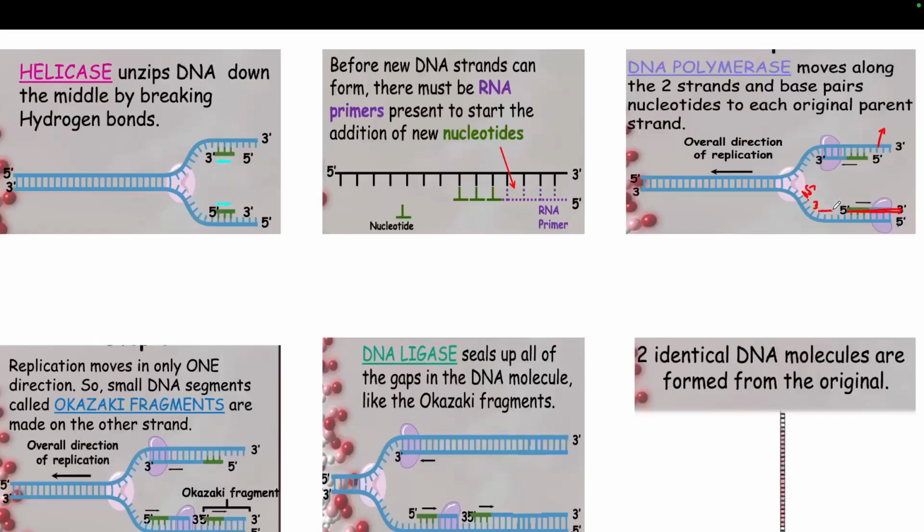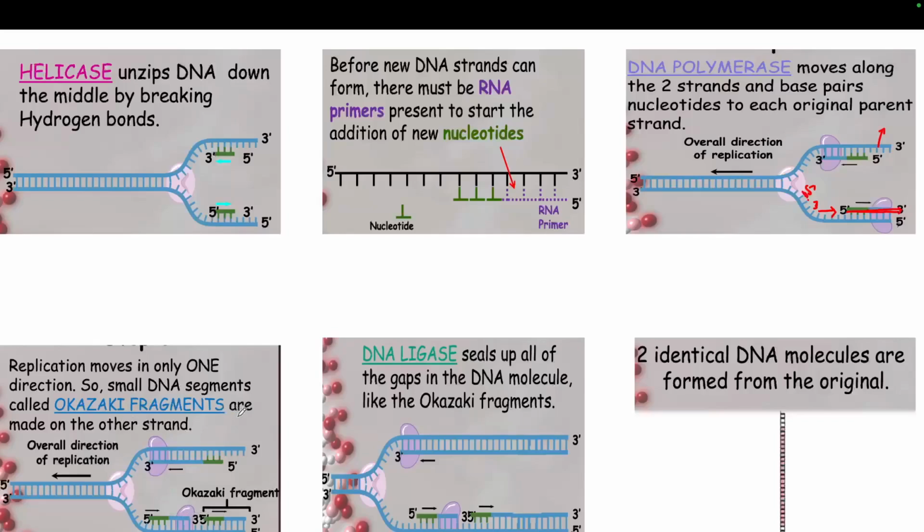Okay, and it will synthesize up till here. Like that it will synthesize the complete DNA molecule. And here you can see there are two RNA primers, and then a little bit of extension of the DNA. So this fragment where the RNA and DNA is present is called the Okazaki fragment.